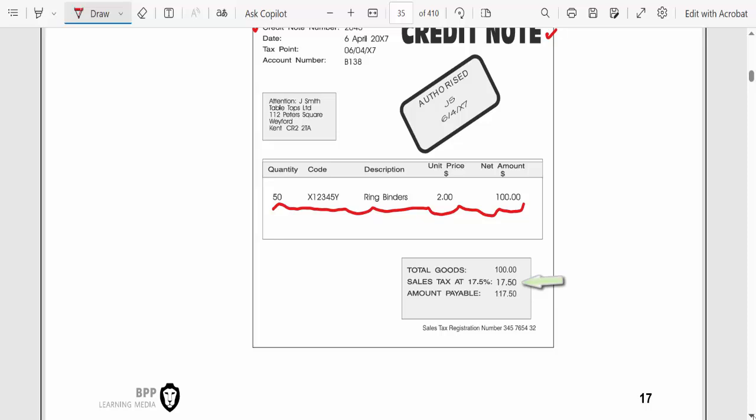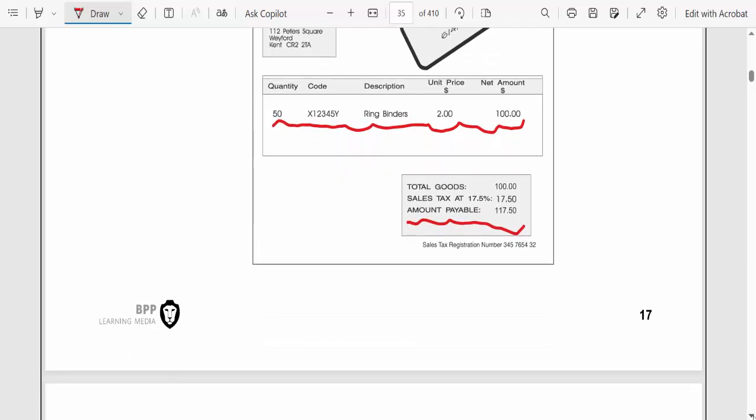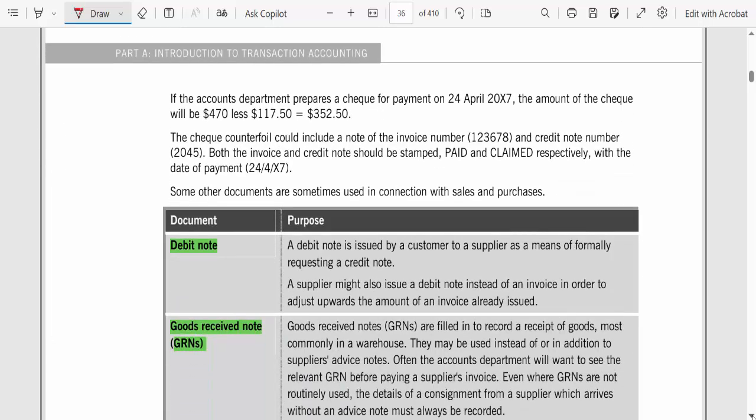Sales tax. The credit note also adjusts the sales tax. At a rate of 17.5%, the VAT on the credited amount of $100 is $17.50. Thus, the total credit amount on the credit note is calculated as follows. Credit for returned goods, $100. VAT credit, $17.50. Total credit amount, $100 plus $17.50 equals $117.50. By issuing this credit note for $117.50, Paperchase Supplies reduces the total amount that Tabletops Ltd. has to pay on the original invoice.